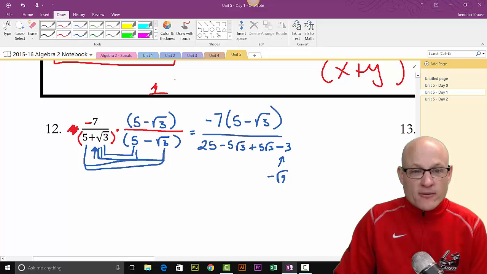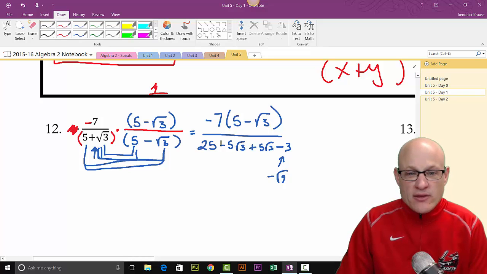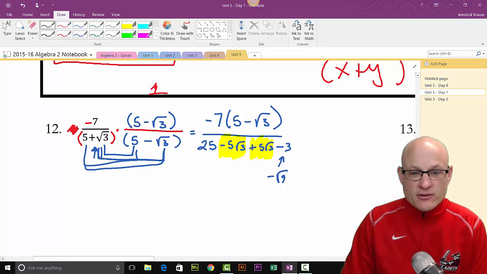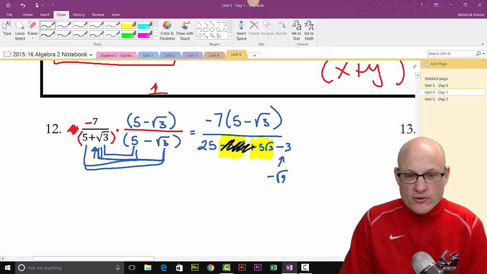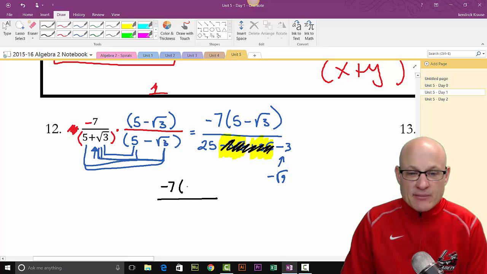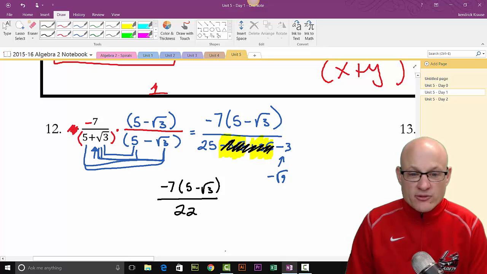These two things right here, let me just put them in yellow. That's negative 5 radical 3 and positive 5 radical 3, they cancel. So if I really get rid of those things, do you see a radical in the denominator anymore? You do not. So in the numerator, it's 7 times 5 minus radical 3. And in the denominator, it's just 25 minus 3, which is 22. And there's your answer.